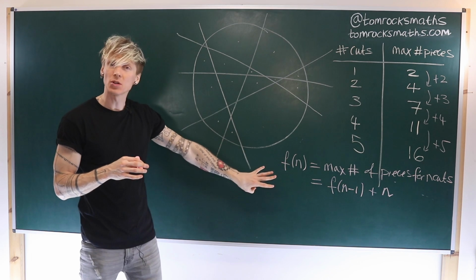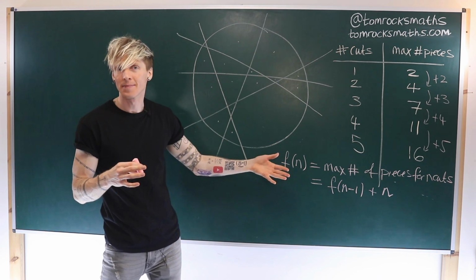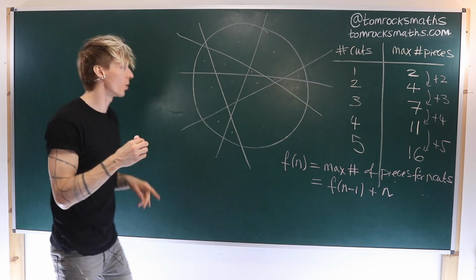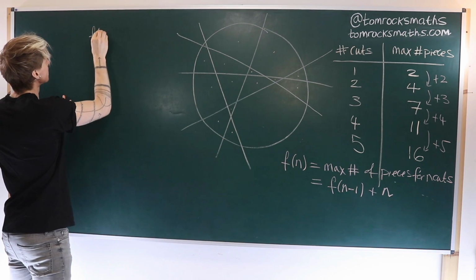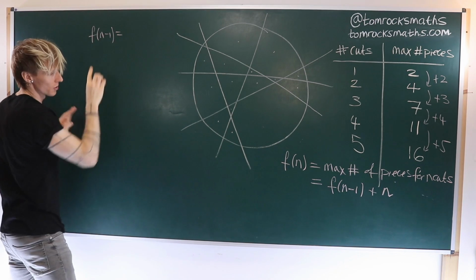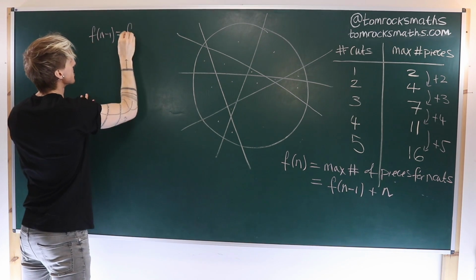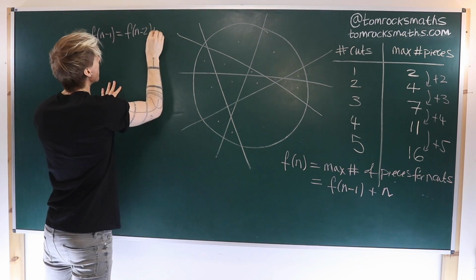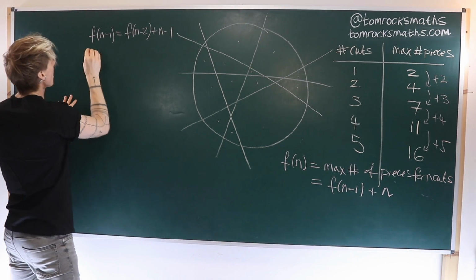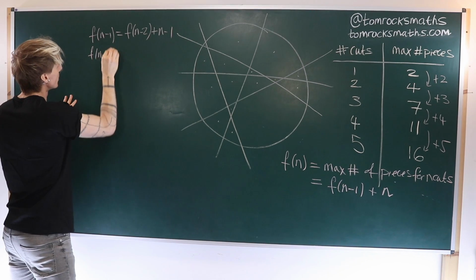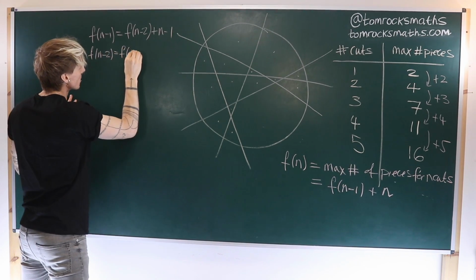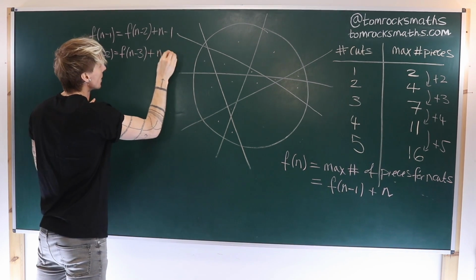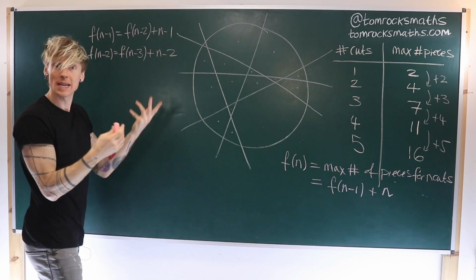But there's nothing special about plugging in the value n. I could have started with n minus 1. So f of n minus 1, I can say up here, is equal to the previous value in the table, well that's just f of n minus 2, plus n minus 1. And then f of n minus 2 is just equal to the previous value in the table, which is f of n minus 3, and then I add on n minus 2. And I can just continue in this way.